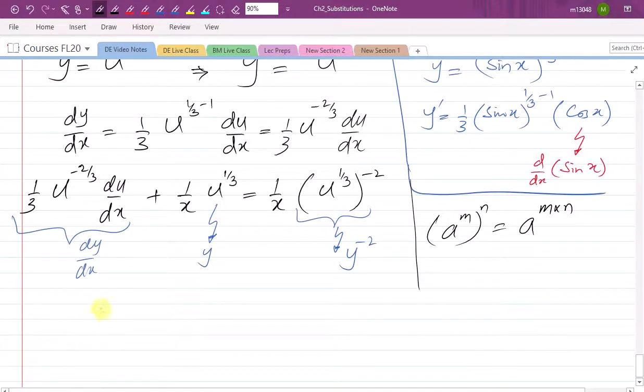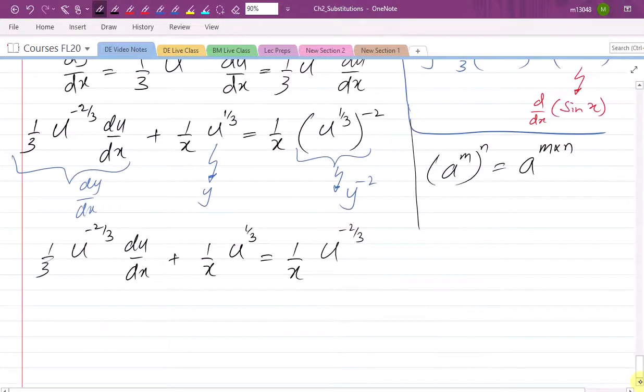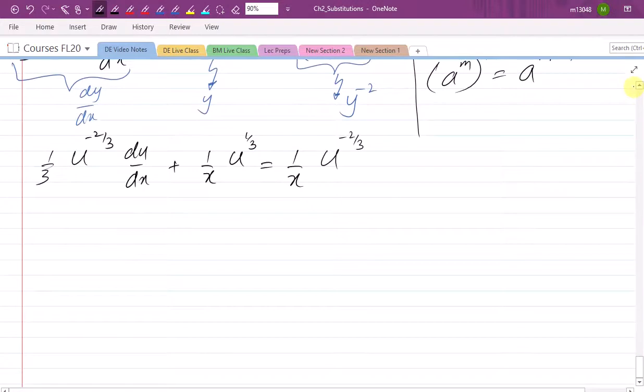Second important step is, okay, I'll write it again: 1 by 3 u power minus 2 by 3 du by dx plus 1 over x u power 1 by 3 equals 1 over x u power minus 2 by 3. Now we will divide by this thing. Divide, so that there is nothing attached with du by dx.